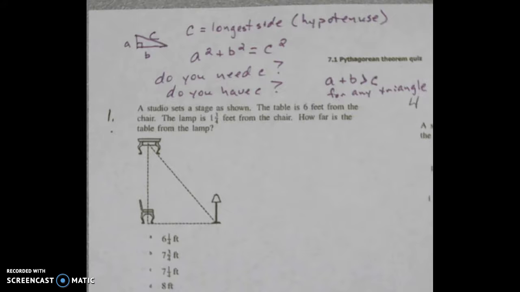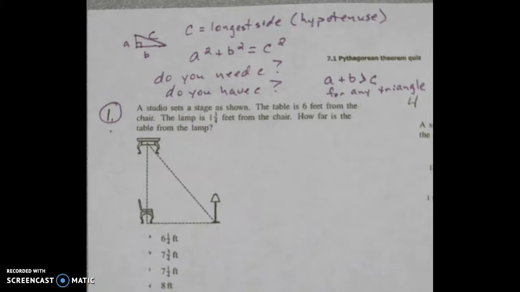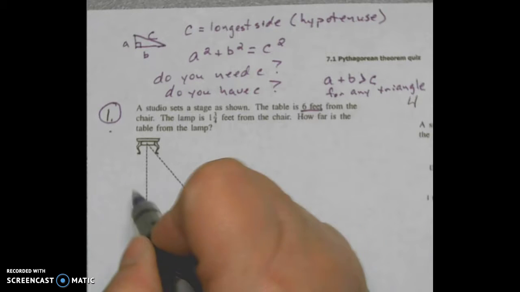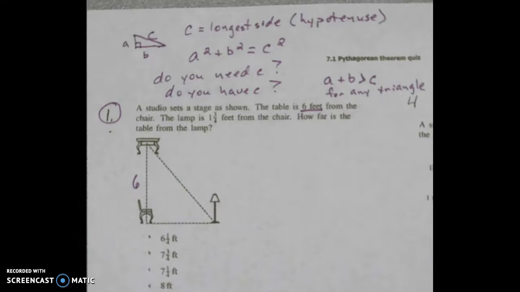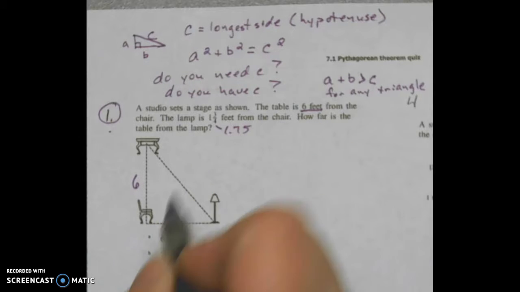So we're going to take a look at a couple of the problems on this side of the page. If I look at question number 1, it says a studio sets a stage as shown. The table is 6 feet from the chair. Table to chair. The lamp is 1 3/4 feet from the chair. I would probably want to change that fraction into a decimal. I know 3/4 is 0.75, so I know that that number is 1.75.